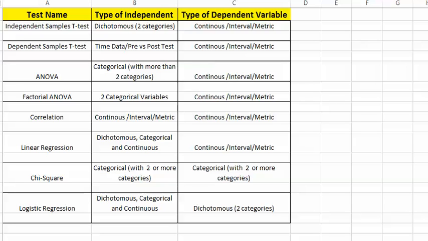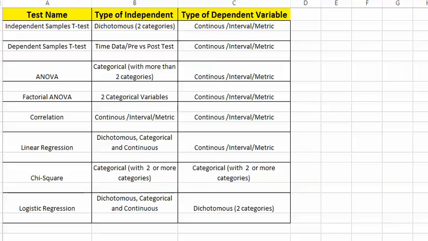Okay, now there are some other tests that we don't really cover here, but are fairly common. And I'm just going to mention them briefly. And they're pretty easy for you to find out about if you're interested in them. Okay, now there's a dependent samples t-test. That allows you to use the same people tested more than once. So you have before and after, pre and post test scores.